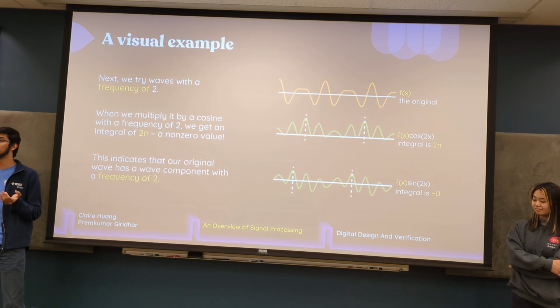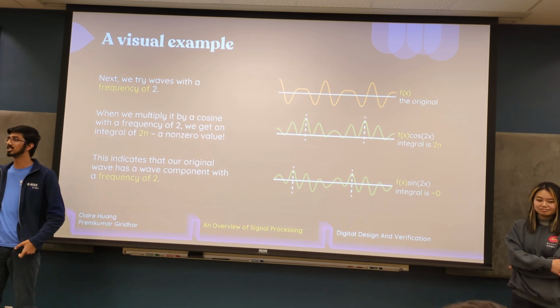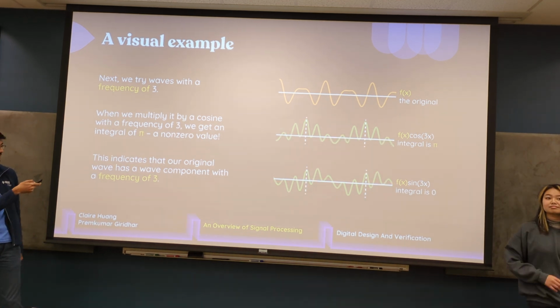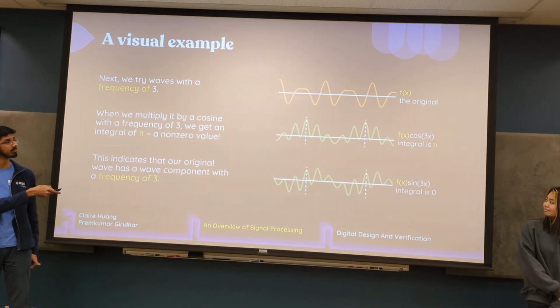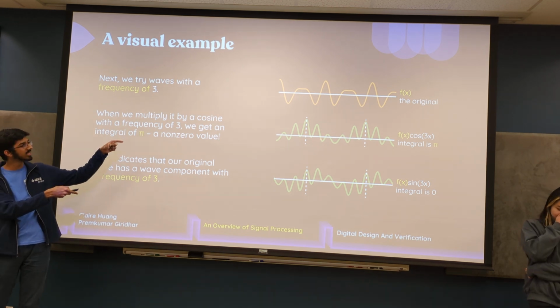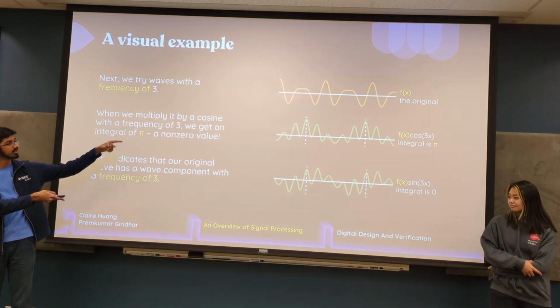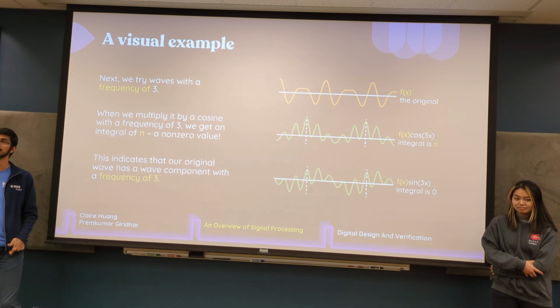We don't necessarily know how much that wave contributes relative to the others, but we'll figure that out when we go through all of the independent frequencies. Then we're going to try waves with a frequency of 3. As you can see, cosine, sine, frequency of 3. Once again, we have a cosine that matches up, and this time the integral is slightly less than 2 pi. It's actually pi. And the sine is still 0. What this tells us is that our original wave has a wave component with a frequency of 3, and that frequency 3 wave contributes less to the overall signal.